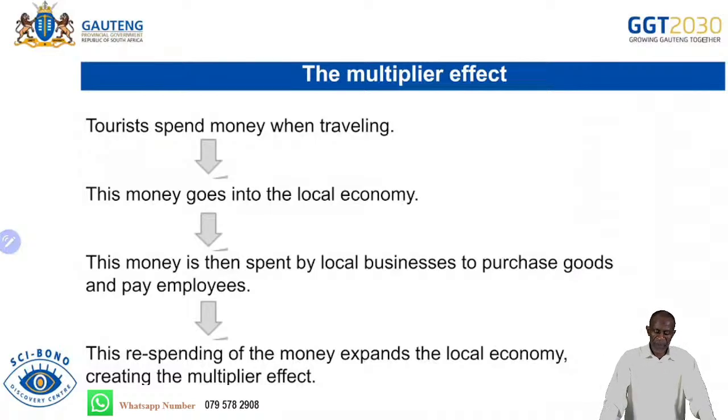Here is also a further explanation of the multiplier effect. Tourists spend money when traveling. The money goes into the local economy. This money is then spent by local businesses to purchase goods and pay employees. This re-spending of the money expands the local economy, creating the multiplier effect. I hope by now you'll be able to express yourself positively, given a question where you have to explain the multiplier effect.